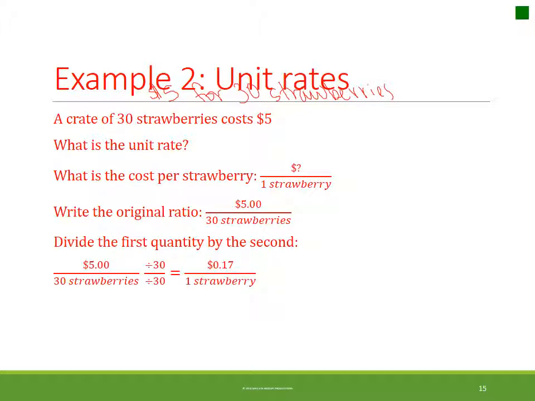And really what we're doing here is we're dividing the numerator and the denominator by 30, which is how we end up with a ratio with the denominator as 1. So $5 divided by 30 is 17 cents, and 30 strawberries divided by 30 is 1 strawberry. So our unit rate is 17 cents per strawberry.